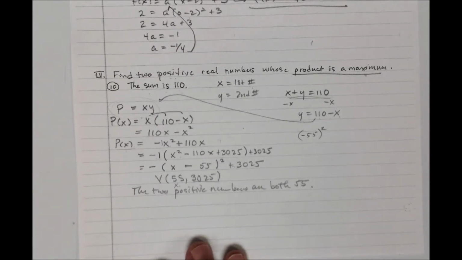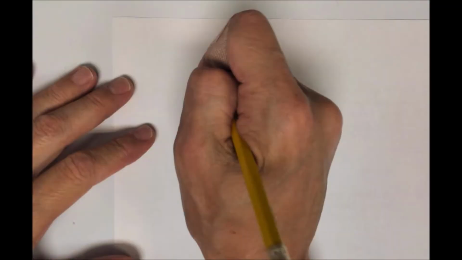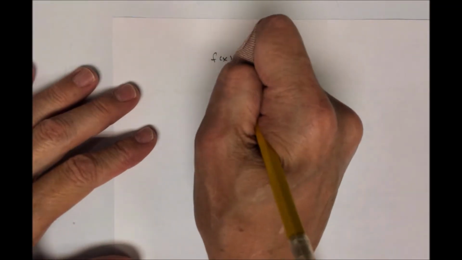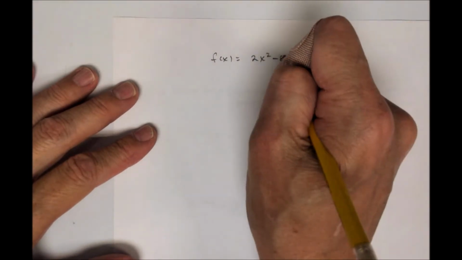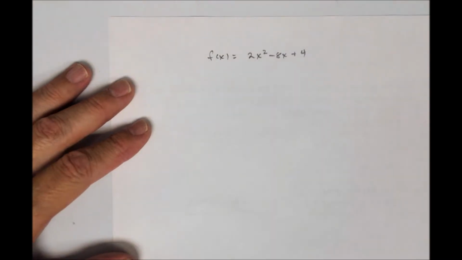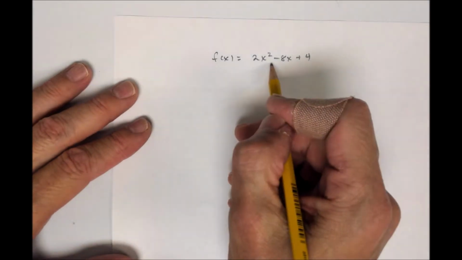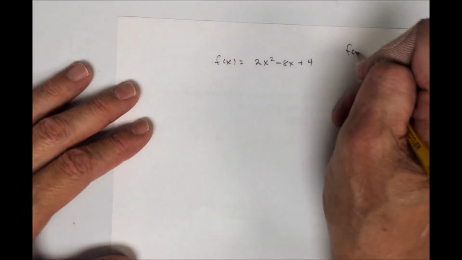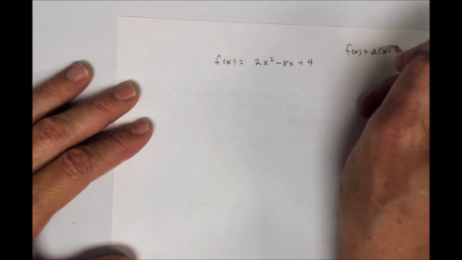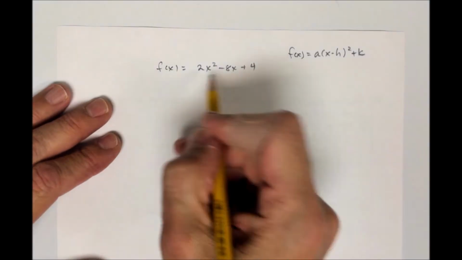Let's do one more completing the square. Before we go on, I'll just make one up here. F of x is equal to 2x squared minus 8x plus 4. Now, let's say they ask for you to find the vertex by completing the square, because they may ask for you just to rewrite it into standard form or vertex form. So you got to make it look like this. Right? So to do that, I have to complete the square.